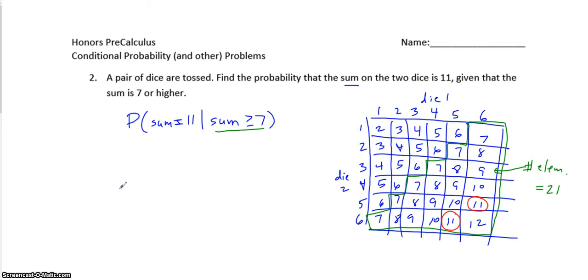Again, probability is just a simple ratio typically. The denominator in this case is going to be the 21 elements that are inside the green, because that's what I am conditioned on. And then the numerator is going to be those top 2 11s right there. Pretty straightforward problem.